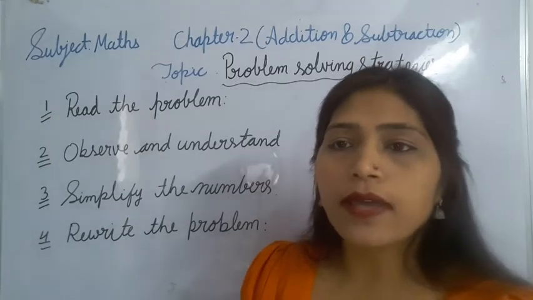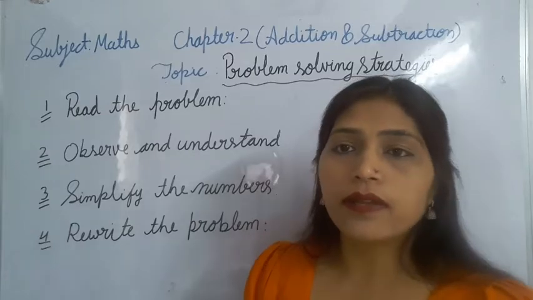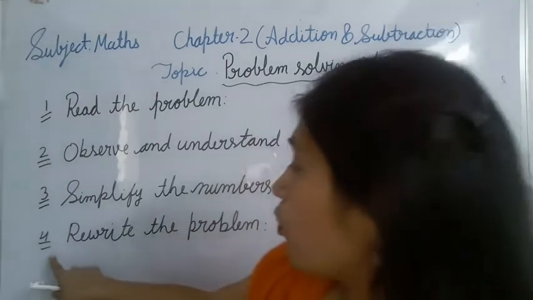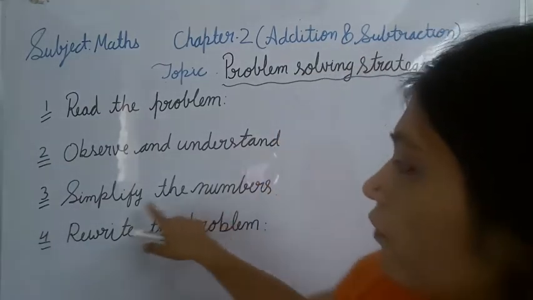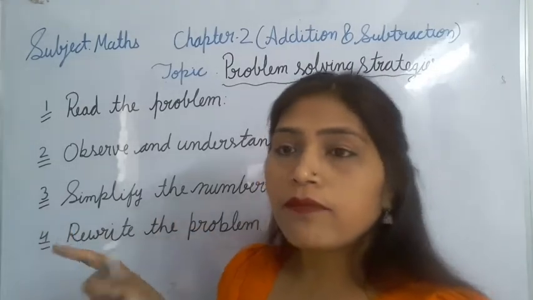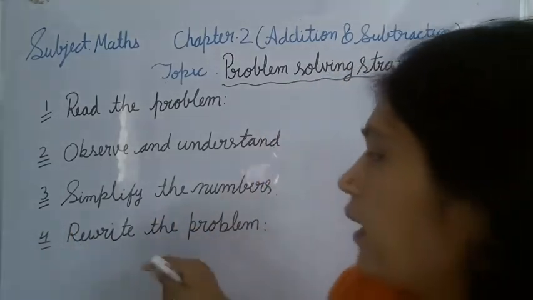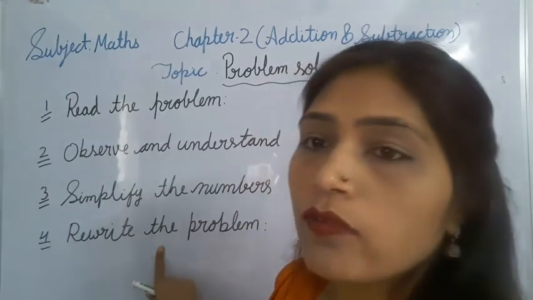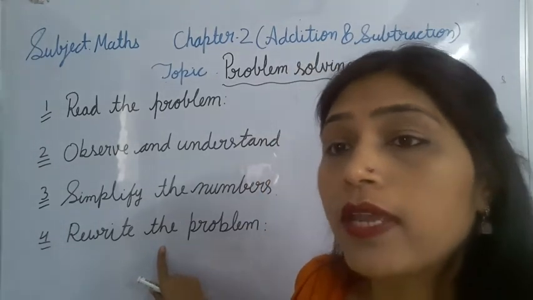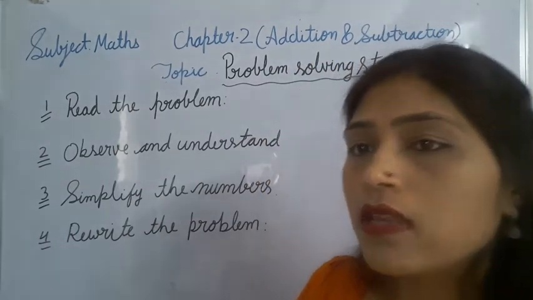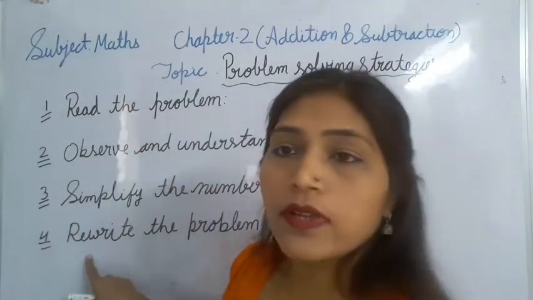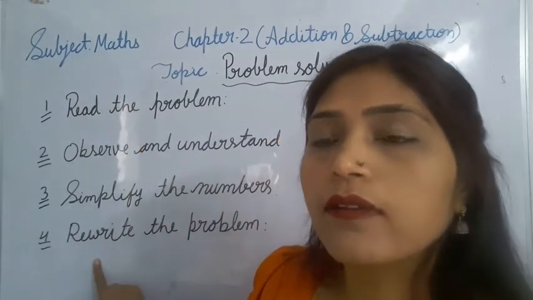Okay, so simplify the number, then you will understand in a better way. The fourth step is rewrite the problem. After you simplify the problem and make the numbers smaller, then rewrite the problem, and you will understand it in a better way and you are able to solve it.